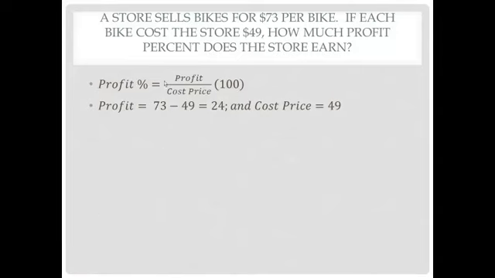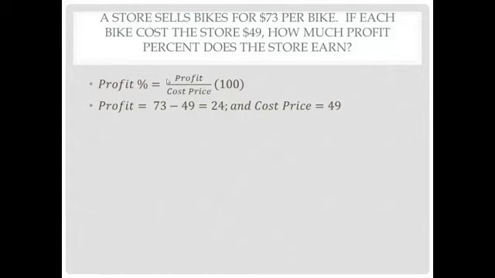All right. A store sells bikes for $73 per bike. If each bike costs the store $49, how much profit percent does the store earn? Profit percent, and another way that this can be phrased is percent increase. So what we do first is find the profit, or we get the difference of the two prices. So we have what the bike is going to sell for, minus the cost of the bike, and that's going to give us $24.